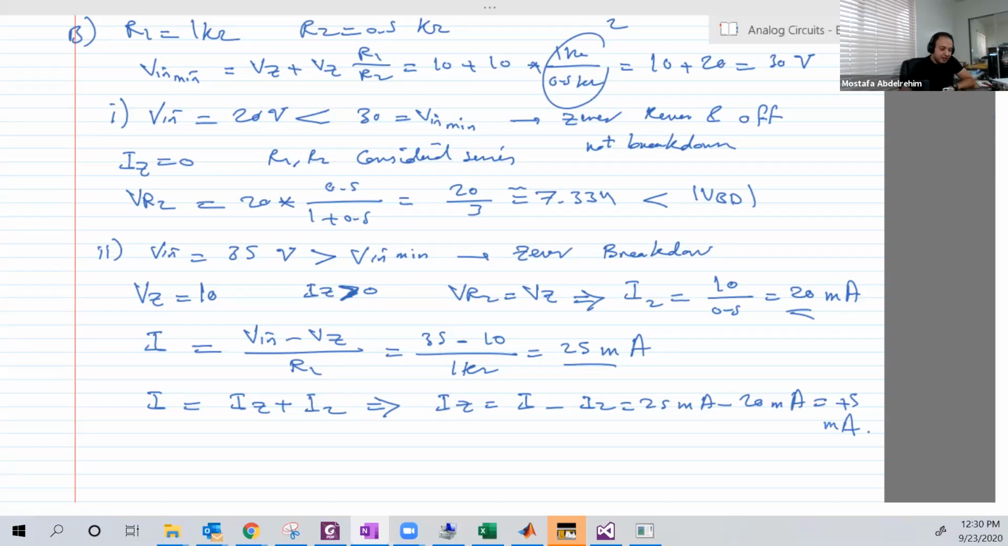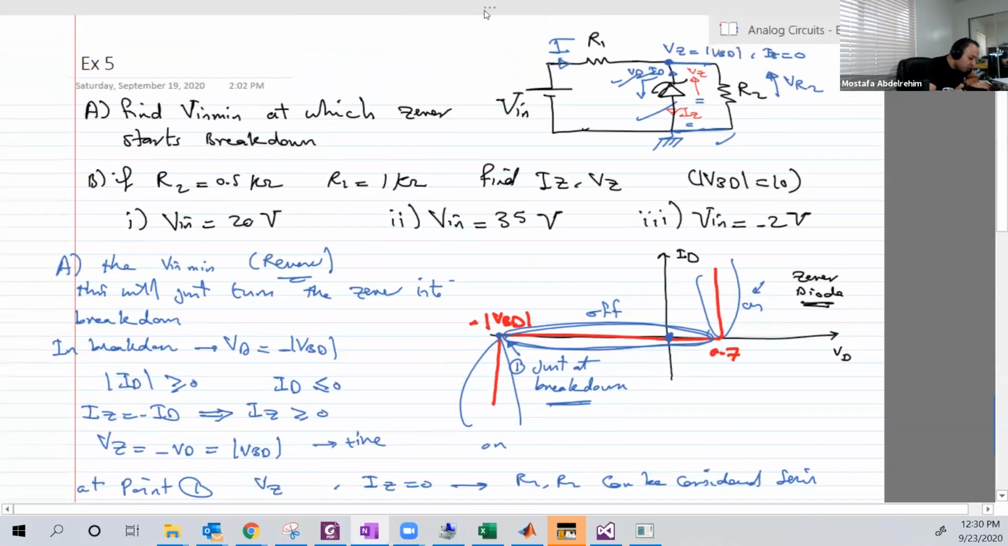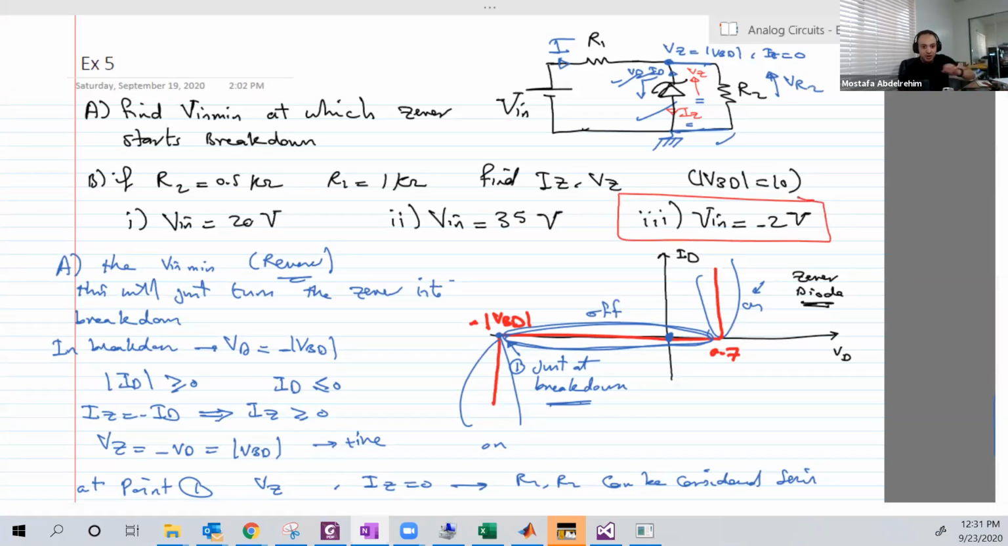Okay. Now, the last part, which I will not do with you, it's actually homework, is to solve the same, but now V input is minus 2 volts. I will not do that, this is your homework. Okay, Homework 5, I think, whatever. So try to do that by yourself.